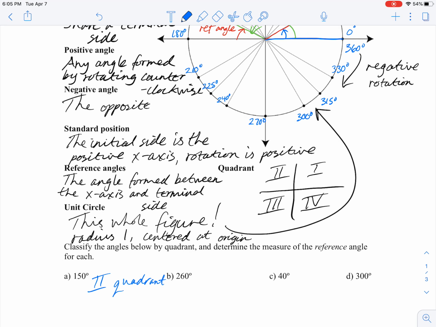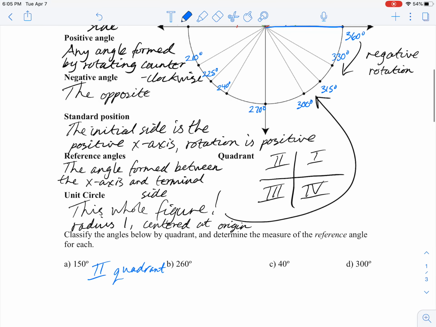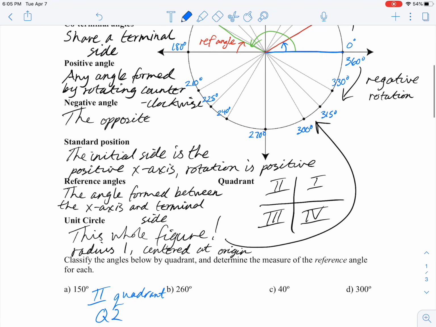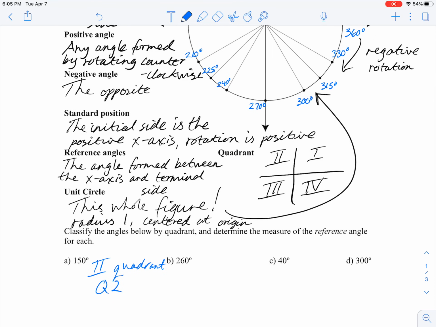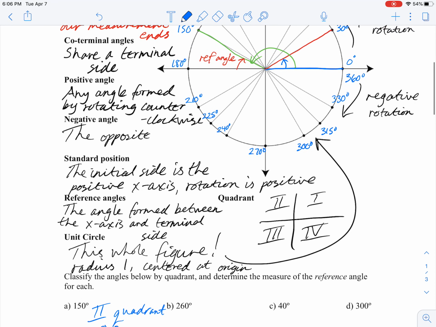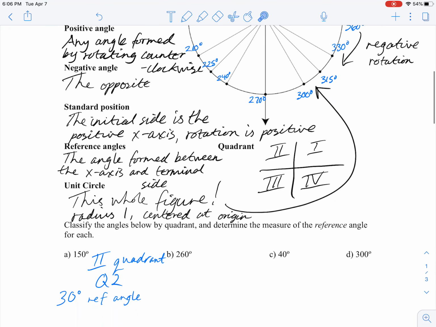Which you will also see written as Q2, and it has a reference angle of 30 degrees. We say that the reference angle is 30 degrees because the difference between 150 degrees and the x-axis, 180 degrees, is a 30-degree sweep. So the reference angle there then measures 30 degrees.